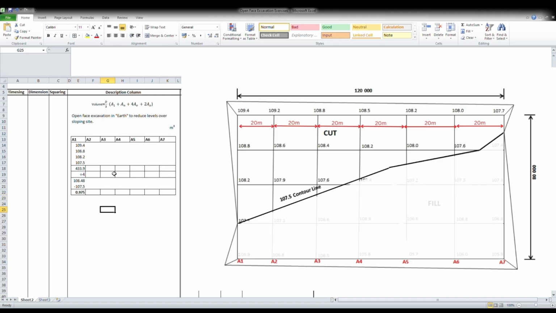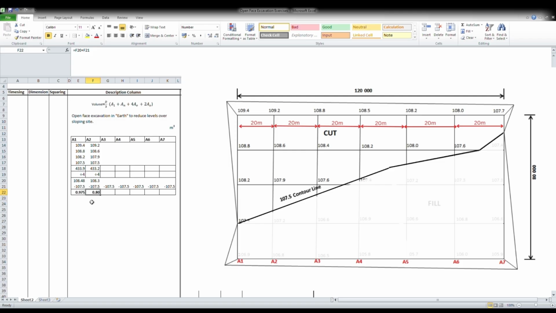Right, now moving on to A2, we're going to start with our first dimension there, which is 109.2, 108.6, 107.9, and 107.5. And then we're gonna calculate the total as well, like we did for A1. That gives us 433.2, and then we have 4 levels here, so we're going to divide that by 4 as well. So we get an average of 108.3, and then we're going to subtract 107.5 to get our average depth at A2, 108.3 minus 107.5, that gives us 0.80.